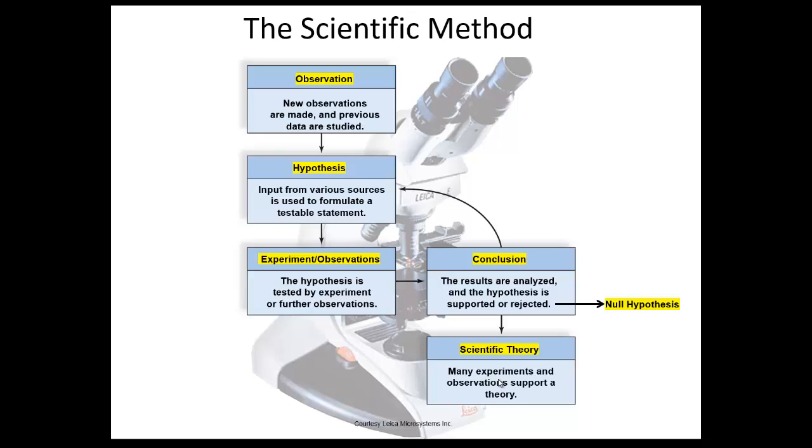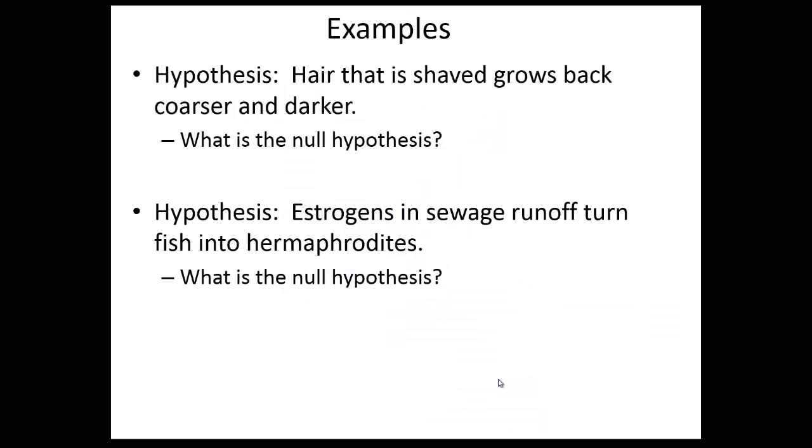So some examples of a hypothesis are here. This is a prediction that someone can observe and say hair that is shaved, say a woman who shaves hair on her legs or a man who shaves hair on his face, when it grows back, it will be coarser and darker. Estrogens in sewage runoff turning fish into hermaphrodites, which means the fish have both male and female parts. That is, again, a hypothesis, a prediction.